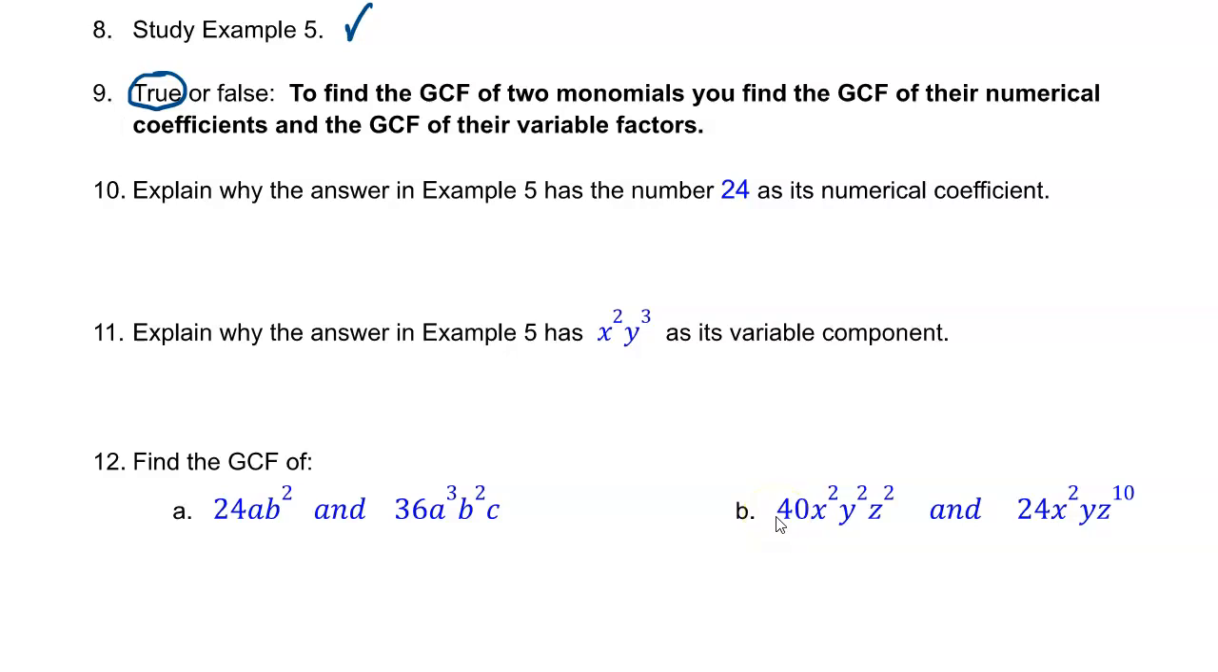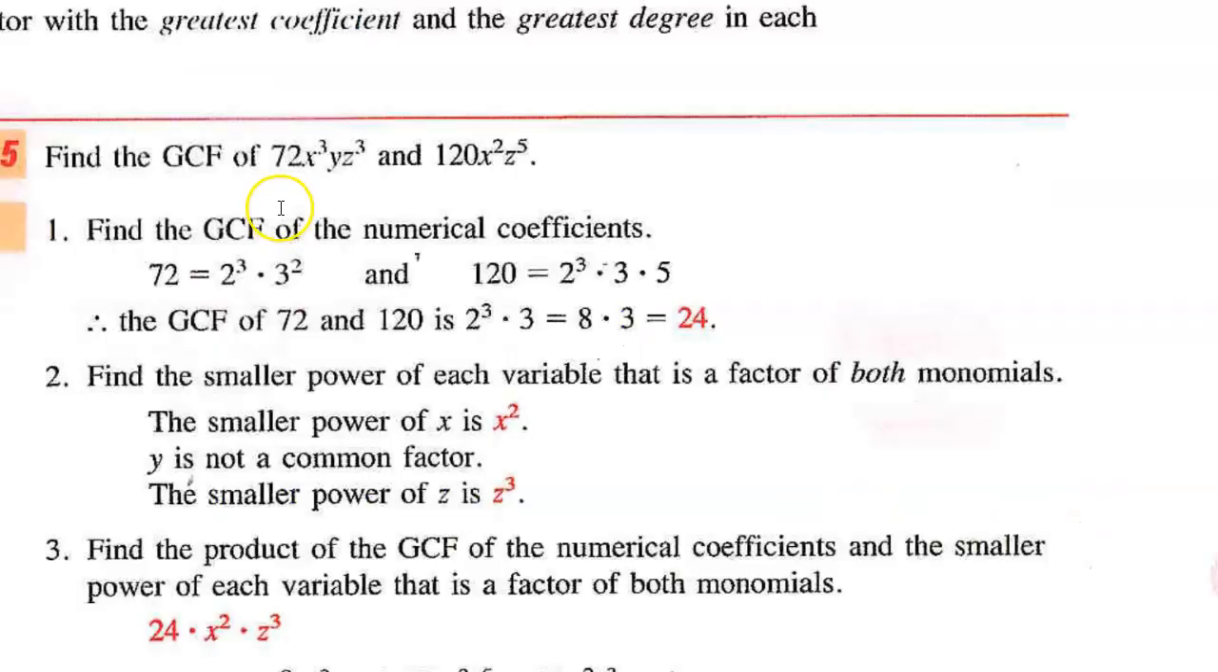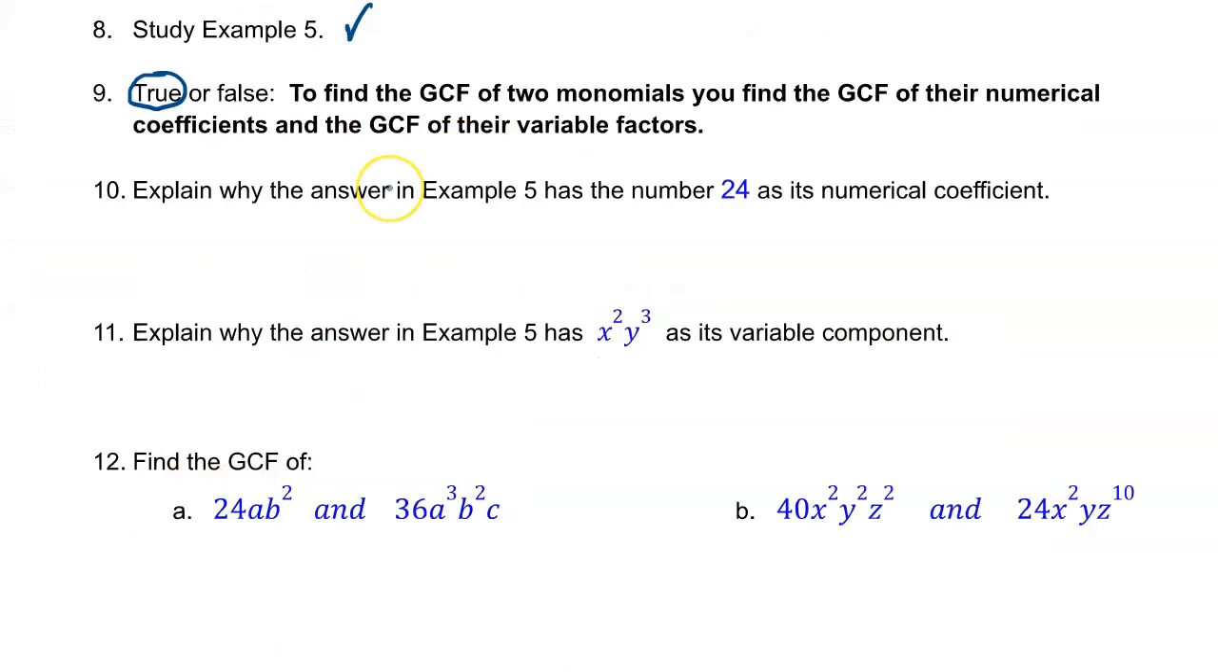Number 10, explain why the answer in example 5 has 24 as its numerical coefficient. So the coefficients of the given numbers were the 72 and the 120. The authors made the prime factorization of the 72 and the prime factorization of the 120, and then figured out the greatest common factor from those factorizations. Both numbers have the 2 to the third power, which is an 8, and both of the numbers have 3 as a factor. 8 times 3 is 24.